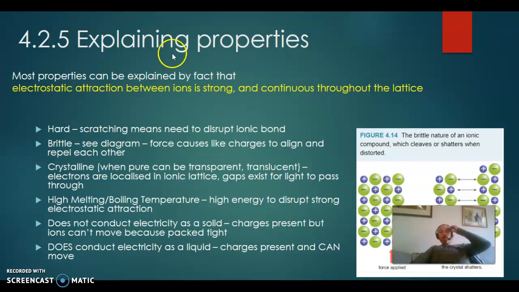And so we can use this to explain a whole series of those properties. Pretty much all of them come down to the fact that the electrostatic attraction between the ions is strong, and it's in a lattice, so it's continuous throughout that lattice in all directions. For example, it's hard. To scratch it means you need to separate some of these negatives and positives, and that's difficult, that's hard.